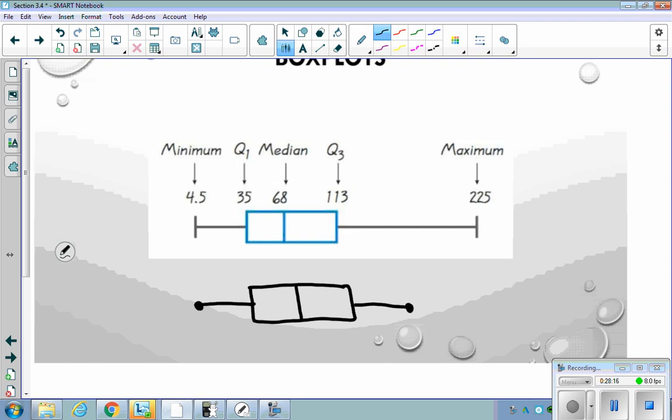That would be something that's normally distributed. The median is in the middle. Quartile 1 and quartile 3 are equal distance from the median. The minimum values aren't way stretched out. Okay? That would be something that would be more normally distributed.